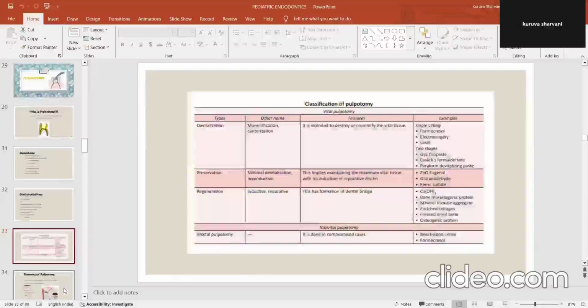Listen, according to Rammler, it is divided into 3 types, that is, revitalization, preservation, and regeneration. See, again, pulpotomy is divided into vital and non-vital pulpotomy. Vital pulpotomy is again divided into 3 types, which include revitalization, preservation, and regeneration. Non-vital pulpotomy includes mortal pulpotomy. This classification is very, very important while you are going to attend the pulpotomy answer. It is basically a 9 marks answer for final year students and even the people who are preparing for NEET also. This is the question where they are going to ask.